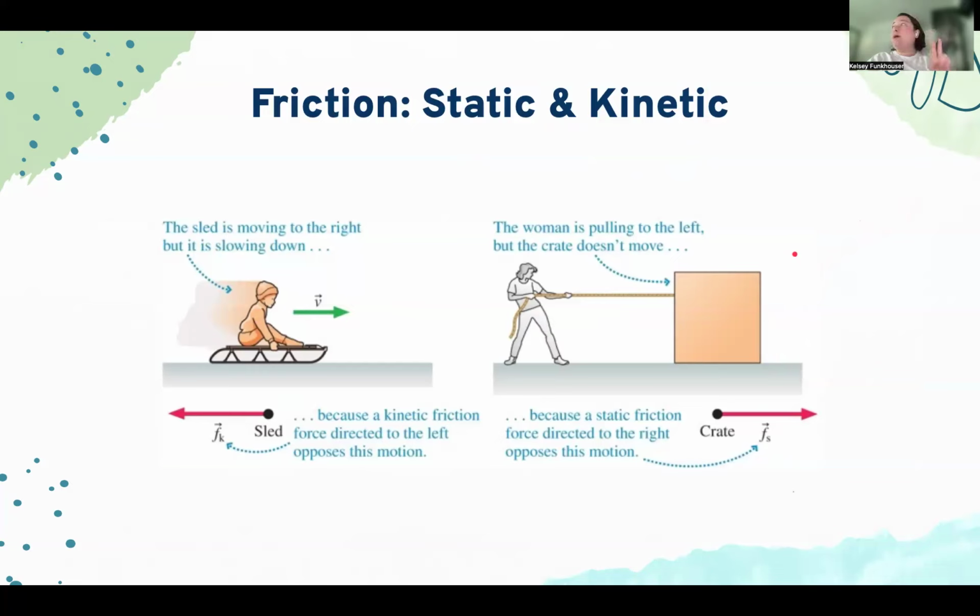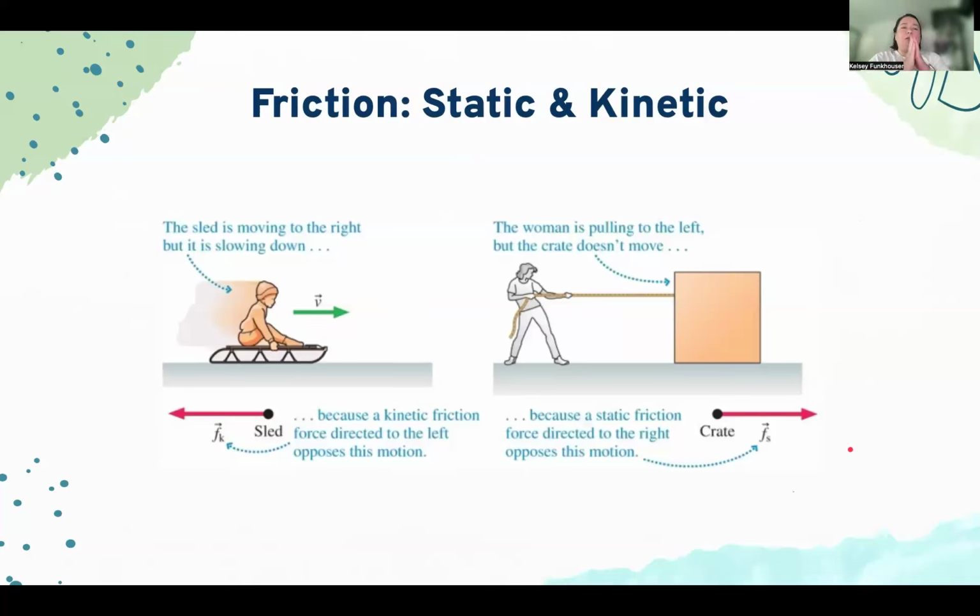There's also two kinds of friction forces that we'll deal with: static and kinetic friction. Kinetic friction is the friction force that an object that is moving experiences. So we have this child on a sled, and there's friction between the sled and the ground. And this is kinetic friction because the sled is moving. And then we have this really big box, and this woman's trying to pull it, and she's not succeeding.